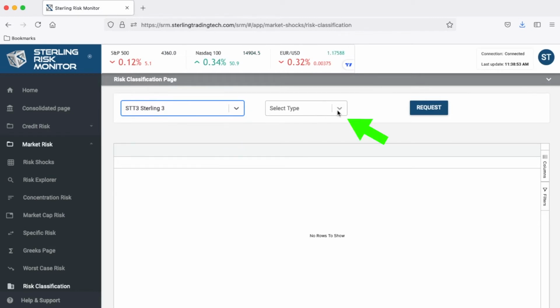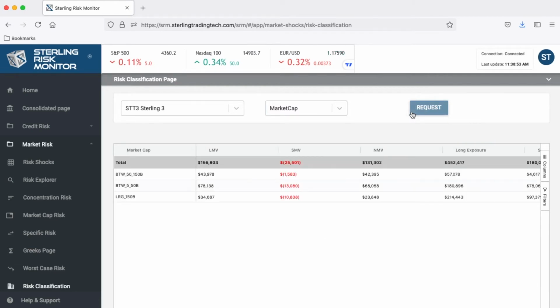Then, you can choose to look at the risk by market cap, industry sector, or SIC code. Please note, you must click the Request button for each request.